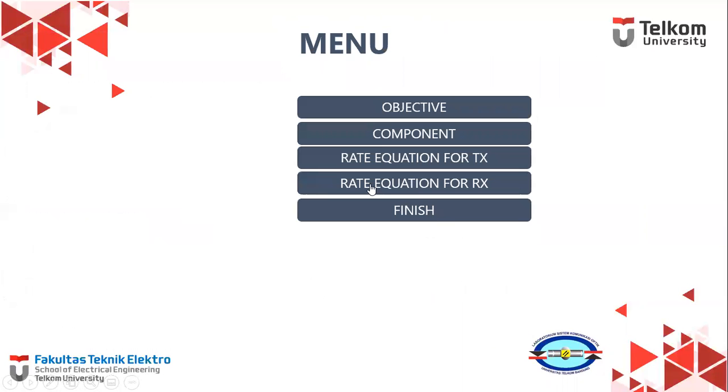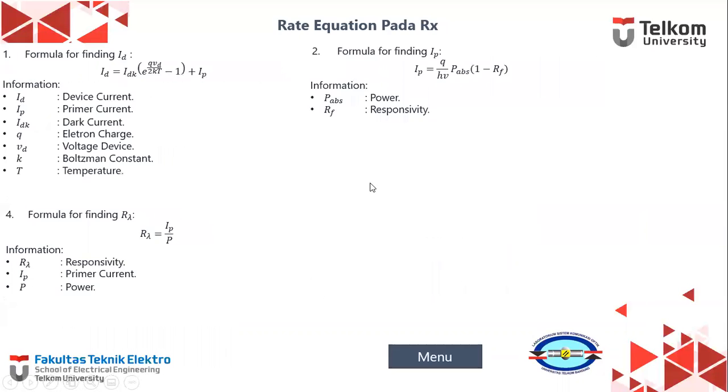Okay, now next, the rate equation for Rx. In the equation for Rx, the first equation is to find the device current. The second is to find the primary current, and the third is for finding responsivity in the receiver.